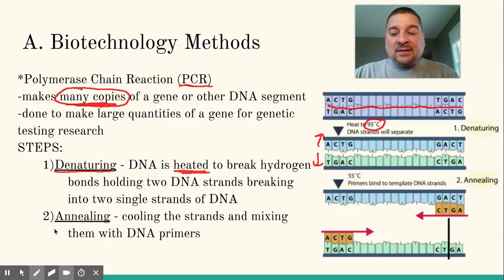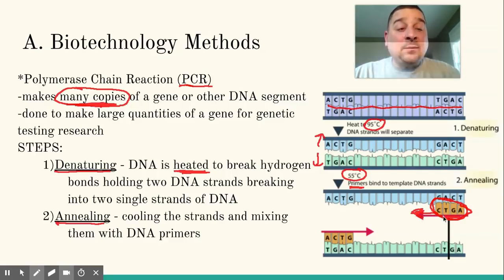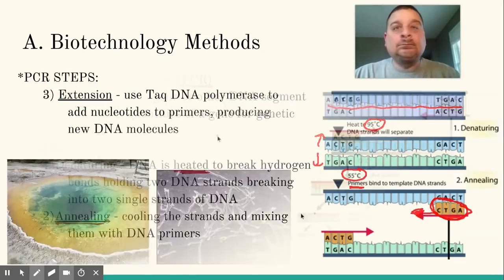And then the second step is annealing. Annealing is they're cooled back down to 55 degrees, and then we add DNA primers to both ends so that we can begin replicating or adding new base pairs there. But remember from the DNA replication video, and when we studied that in that chapter, that it has to have that primer before it can begin building.